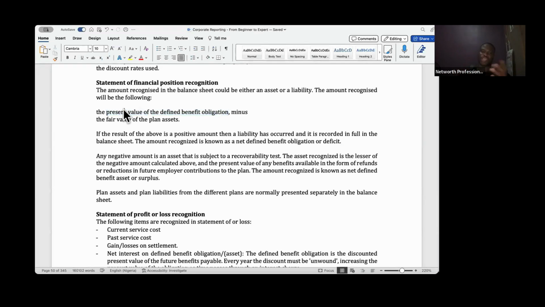So if your obligation at the end of the year is higher than your assets, that is not good for you. Then the standard calls that a deficit or a net defined benefit obligation. A net defined benefit obligation or a deficit.